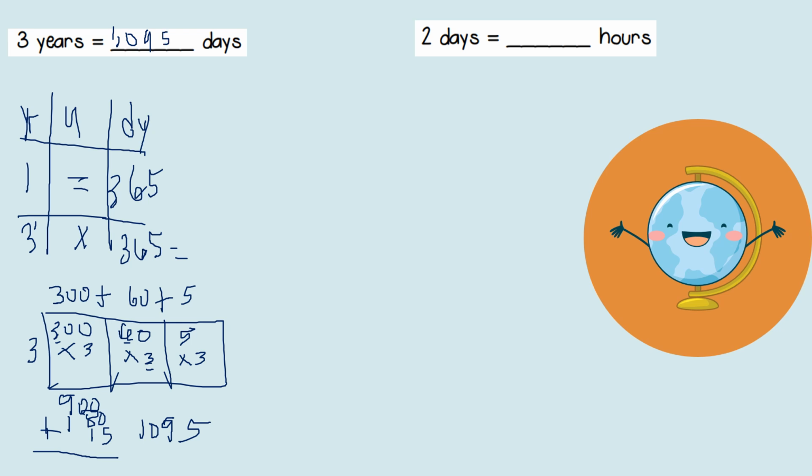All right, and then over here we have 2 days equals blank hours. Remember, press pause and try it yourself. Hopefully you try both of these on your own, and now you're just checking your work.